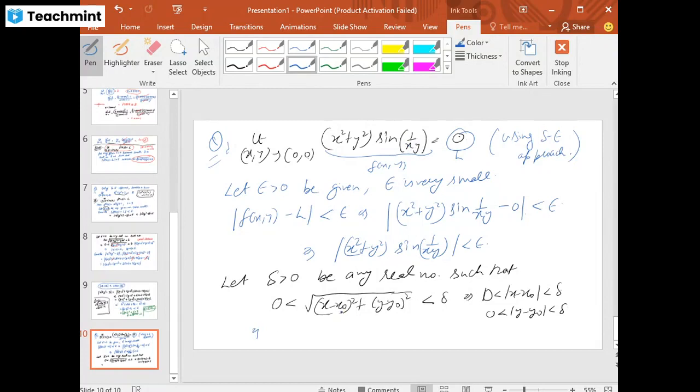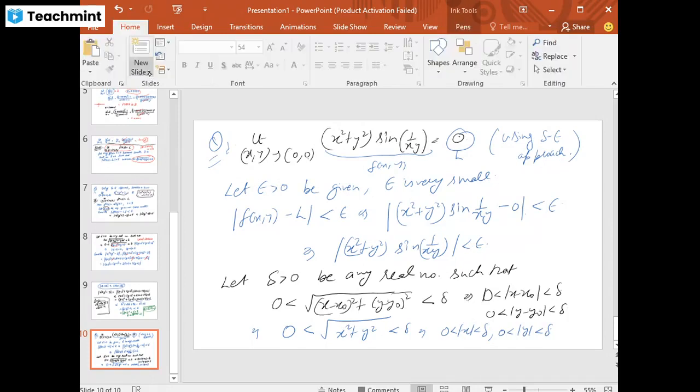So what is x naught? 0. Y naught is also 0. So it means 0 is less than x square plus y square is less than delta. And from here we get 0 is less than mod of x is less than delta, and 0 is less than mod of y is also less than delta. So with the help of these three conditions, I want to prove that this is less than a very small number.